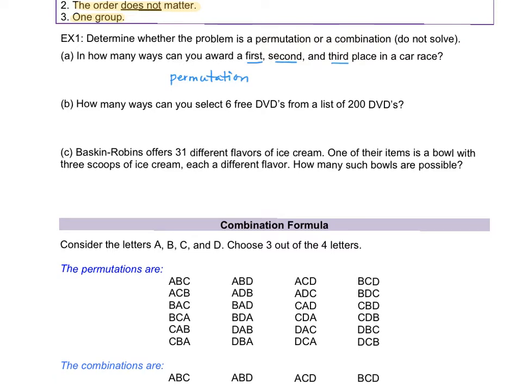In part B, how many ways can you select 6 free DVDs from a list of 200 DVDs? So here you're choosing 6 from 200. The question is, does the order that you select the 6 free DVDs matter? And the answer is no, it does not matter. You're just taking 6 from 200. So this is an example of a combination.